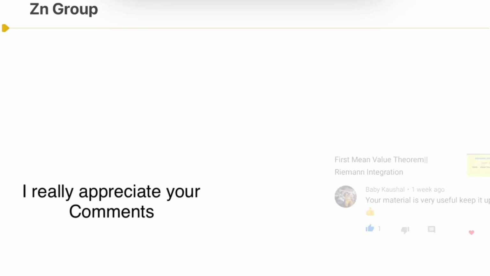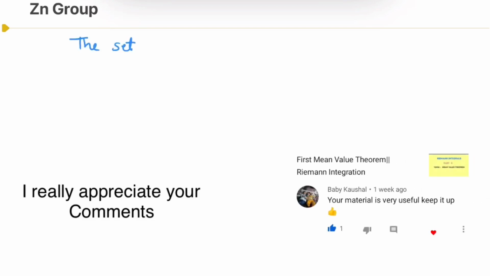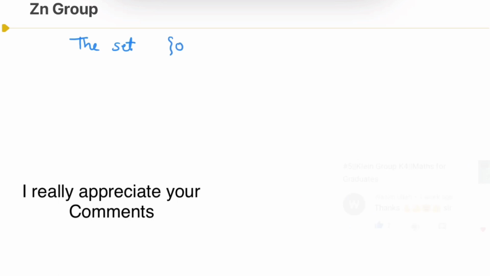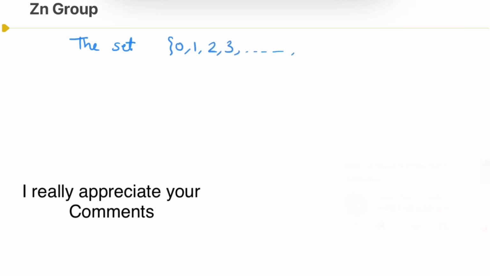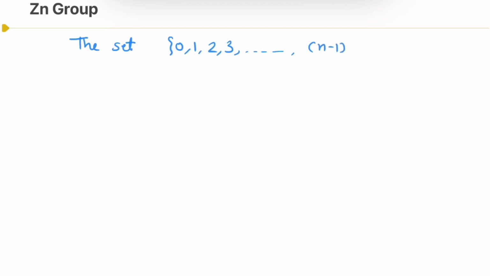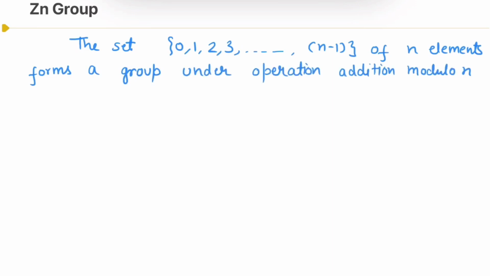Today we are going to discuss the Zn group. So let's start. The set {0, 1, 2, 3, and so on up to n minus 1} of n elements forms a group under the operation addition modulo n, denoted by +n.